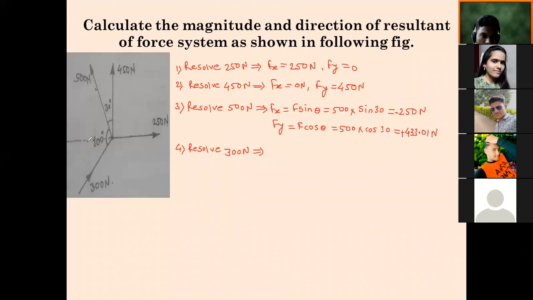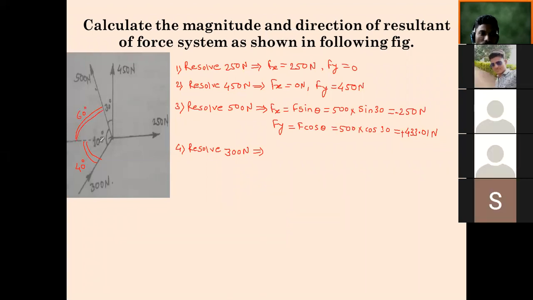How to find out this angle? This much angle will be 40, no? How is it coming? Because from 90, if you subtract 30, this angle will come 60, no? Correct. So the total given is 100. So 100 minus 60 automatically becomes 40.